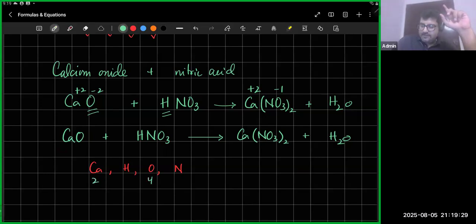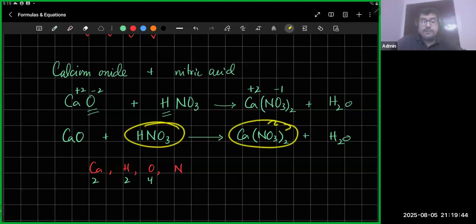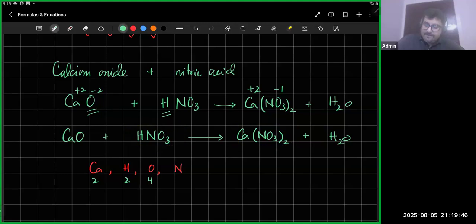Calcium is in 2 places. O is in 4 places. H is also in 2 places, over here and over here, so it's easy to balance. How many places is N in? N is over here and N is over here, so it's also in 2 places. So leaving oxygen, you should try to balance the easy ones first.